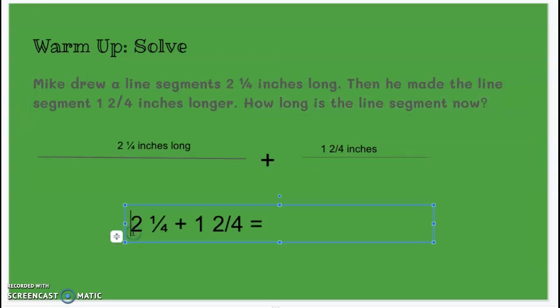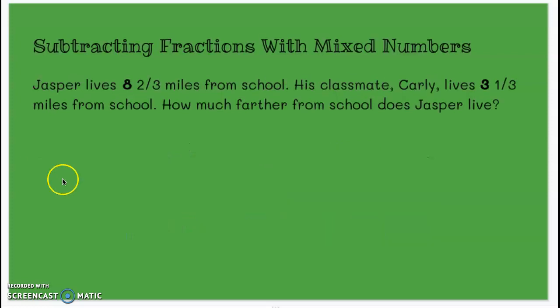When I add the wholes, 2 wholes plus 1, I have 3. And then if I add 1/4 plus 2/4, my denominator does not change, and my answer would be 3 3/4 inches. Nice work. Today we're going to focus on subtracting with mixed numbers though, especially if we come to a problem where the fractions can't be taken away. Let's do a practice problem first.